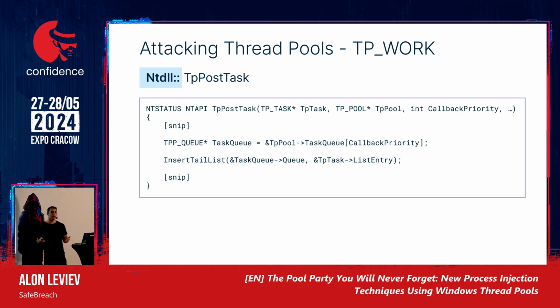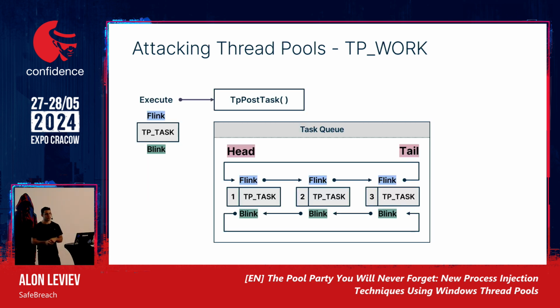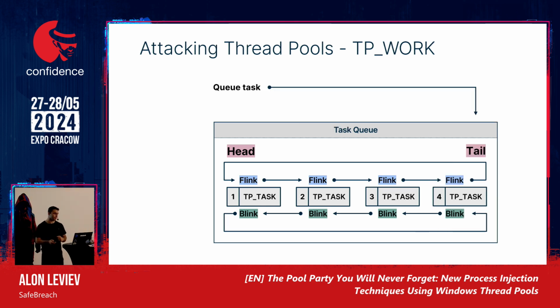In order to understand it, I had to reverse engineer the queuing API, and the API responsible for queuing is the TP post task API. We can see that it uses insert tail list to insert a given task into a queue. So the thread pool task queue is a doubly linked list of tasks. You can see the doubly linked list containing currently 3 tasks. If we call the TP post task API on this queue, it will result in the task being queued to the end of the queue. So we can see that we now have 4 tasks in the queue.